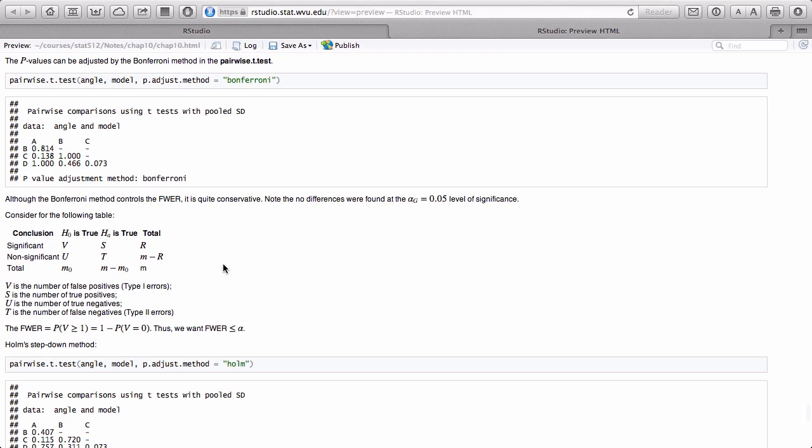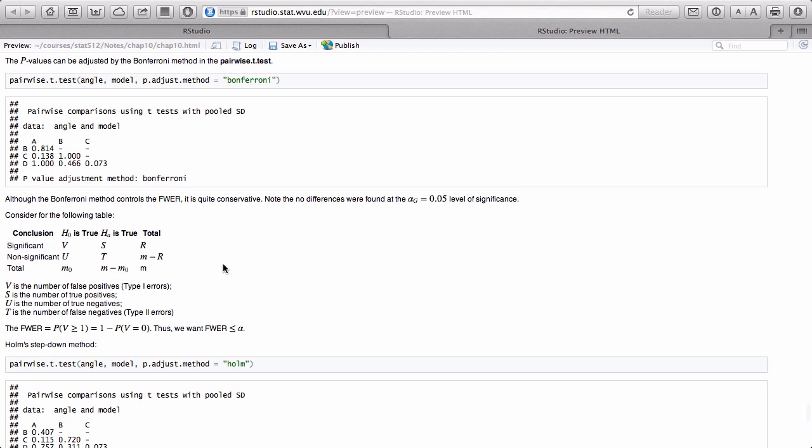What is V? V is the number of times that I reject the null hypothesis when in fact the null is true. So the column says H0 is true, and the conclusion is that you say it's significant. So V is the number of false positives. You say it's significant, it's not. Okay, so V is the number of false positives, which we call the type 1 errors. Okay, then what is S? S says the alternative is true, and you say it's true. You want that to happen, right? In other words, S will be the number of true positives.